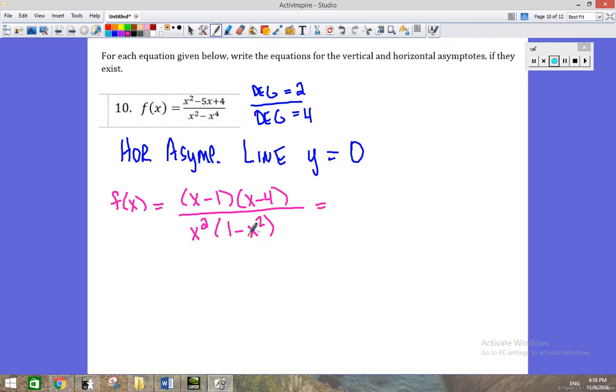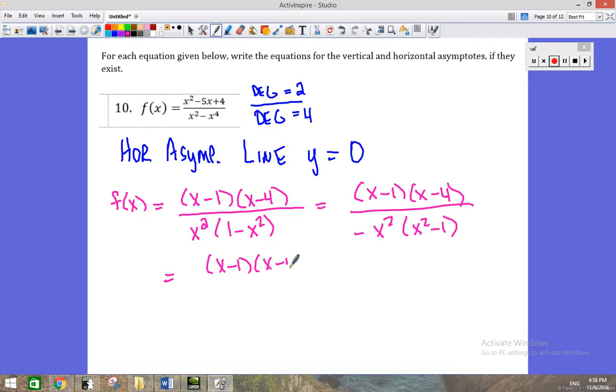I'm going to factor out a negative 1. I'm going to change the order of that subtraction. So if I do that, I need to make that a negative x squared, and this becomes x squared minus 1. All right, so then in the numerator I have x minus 1 and x minus 4. In the denominator I have negative x squared, and then I have x minus 1 and x plus 1.